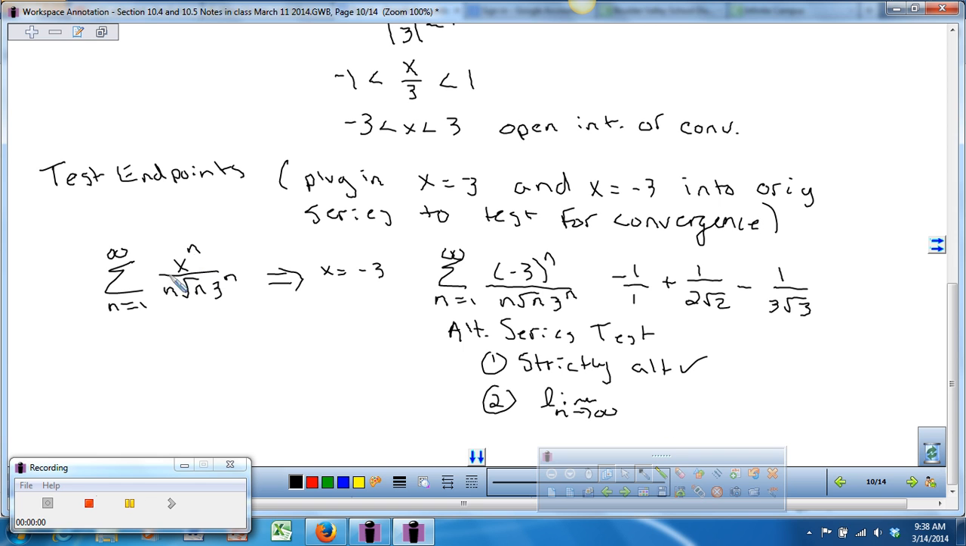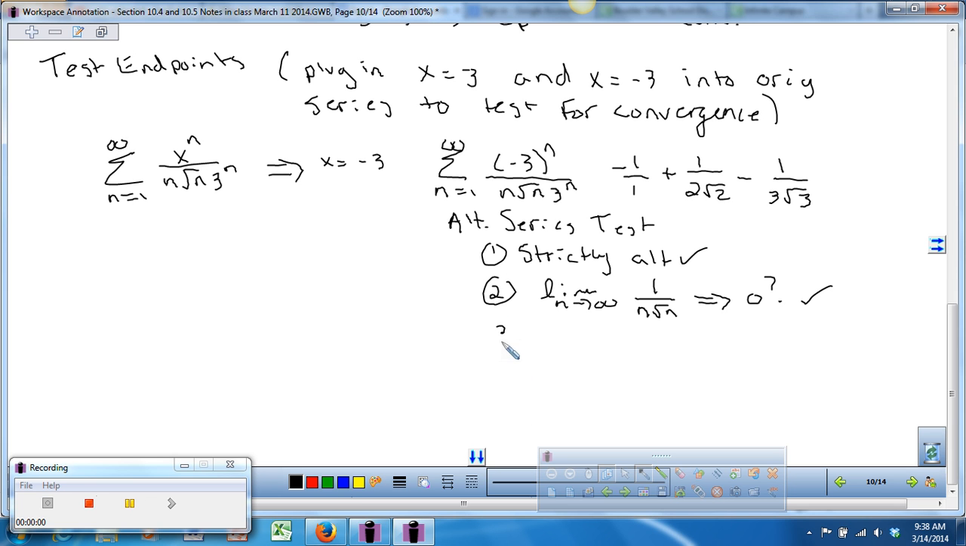Well, let's think about what it is. The absolute value of this basically makes this 3 to the n over 3 to the n, correct? And that's just 1. So this simplifies to 1 over what? N root n. And does that limit go to 0? Indeed it does. Finally, you want to look at the n plus 1 term versus the nth term.